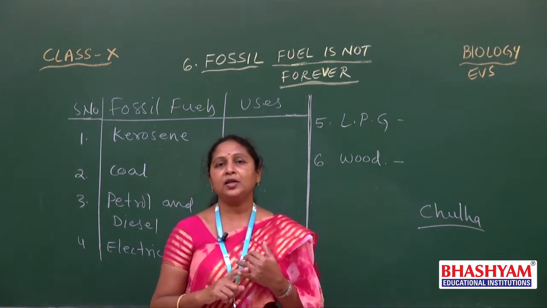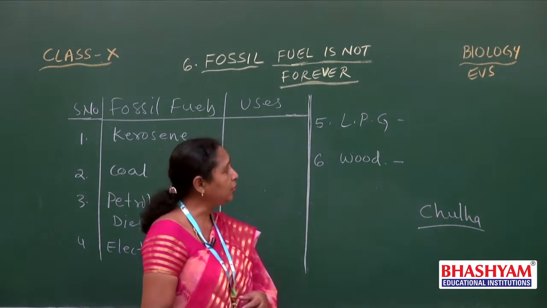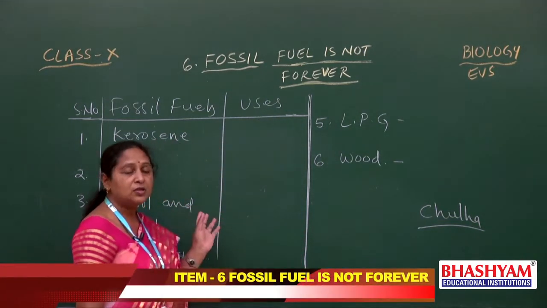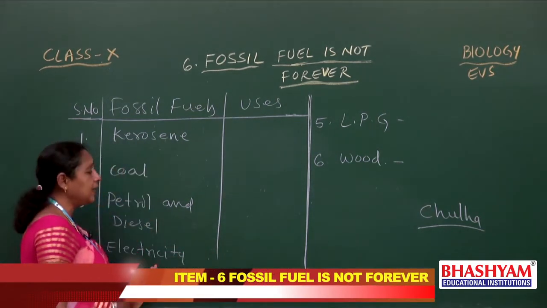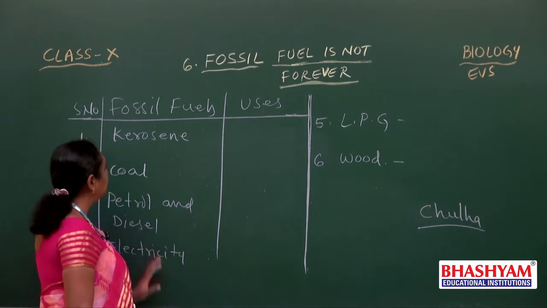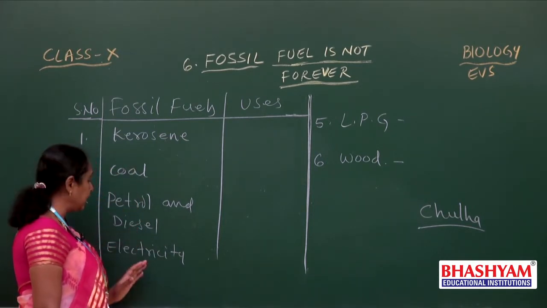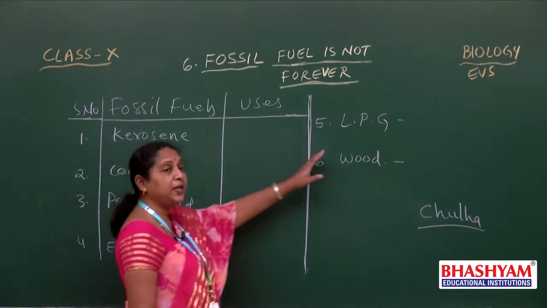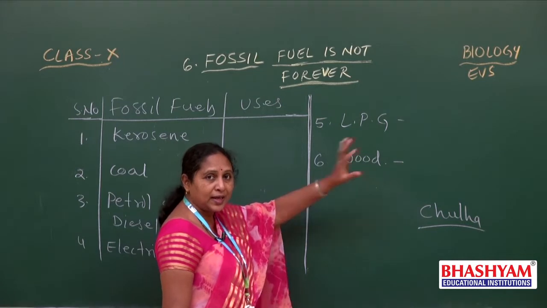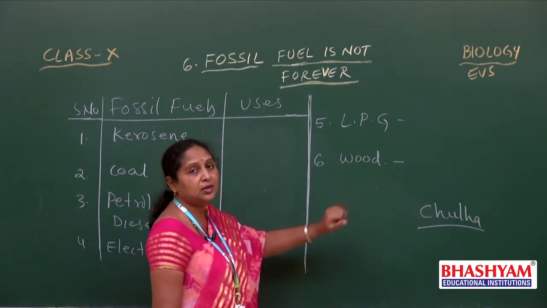So first you find out what resources are available in their houses. Then you go to the fossil fuels which are available in our surroundings. These are the list of a number of fuels: kerosene is there, coal is there, petroleum and diesel are there, electrical stoves are now available, then LPG, liquid petroleum gas, is available, and a number of people are still using wood.